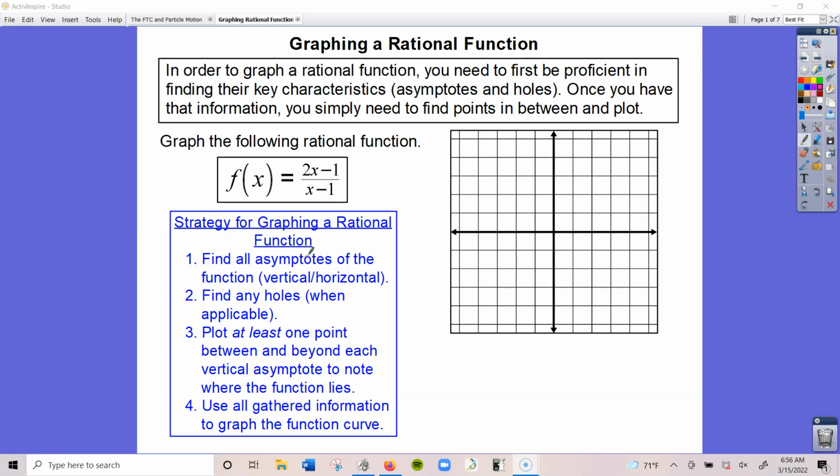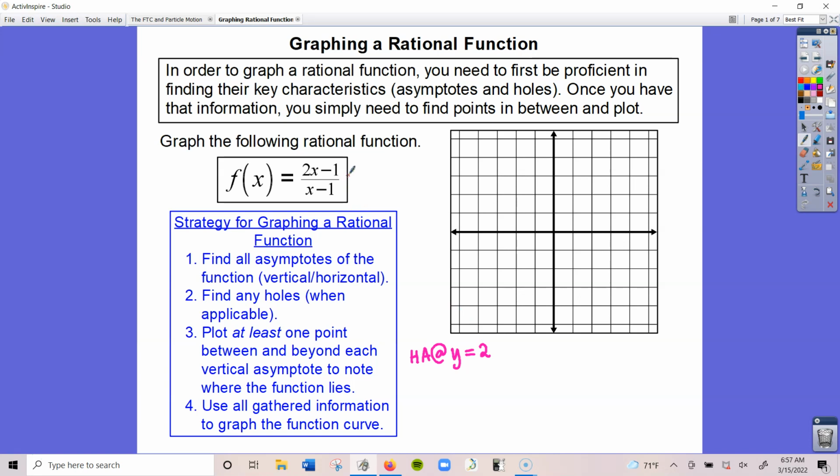First, we are going to find all of the asymptotes of the function, both vertical and horizontal. Upon inspection of my equation, the degree of the numerator is the same as the degree of the denominator. Therefore, I'm going to divide the coefficients attached to those x's. 2 divided by 1, that is where I have my horizontal asymptote. So we have one at y is equal to 2.